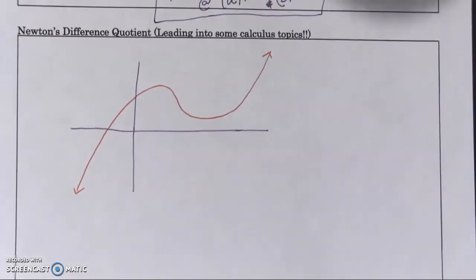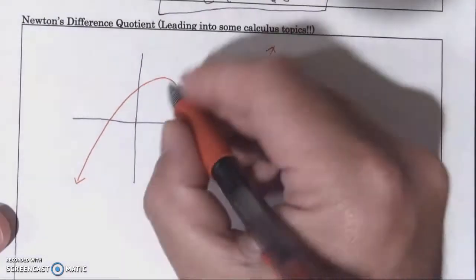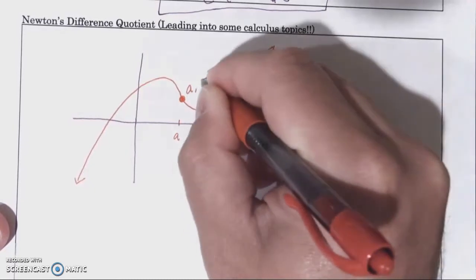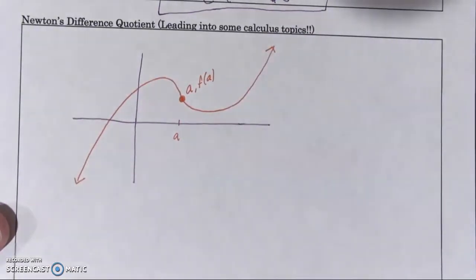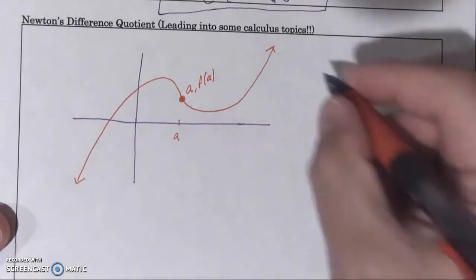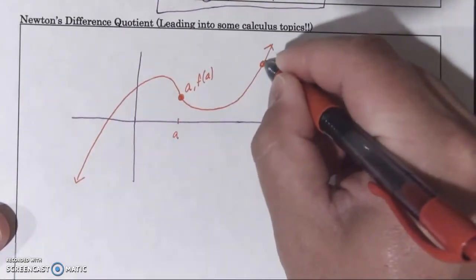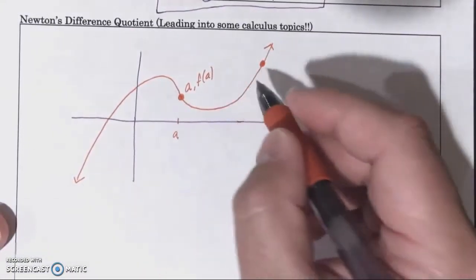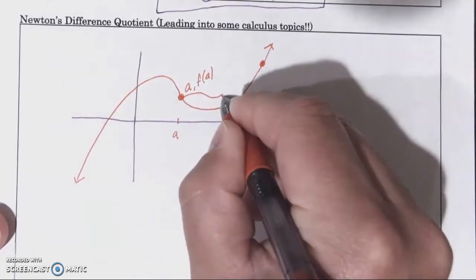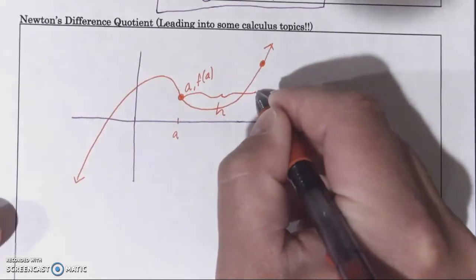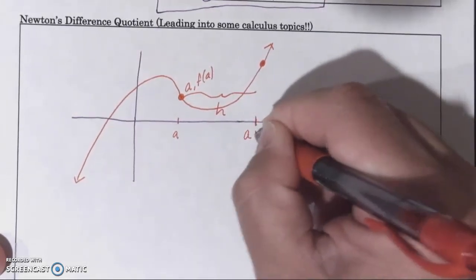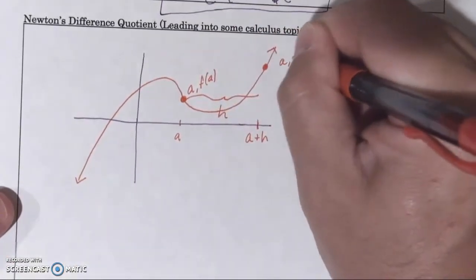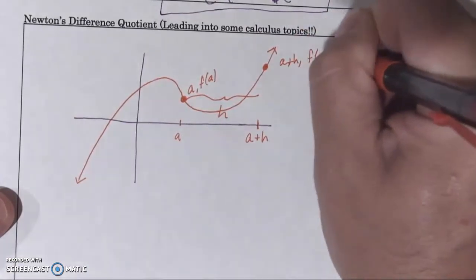Okay, so let's talk average rate of change again. We'll do a similar thing to what we did here. We're going to put a point here, and we're going to call this point a comma f of a. And we're going to call this point here. We're going to talk about the difference between these points as the variable h. So from here to here will be a distance of h, making this x value a plus h. Making this point a plus h, comma f of a plus h.